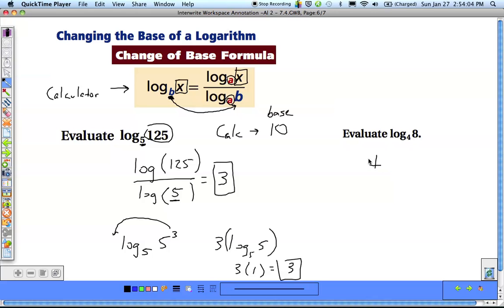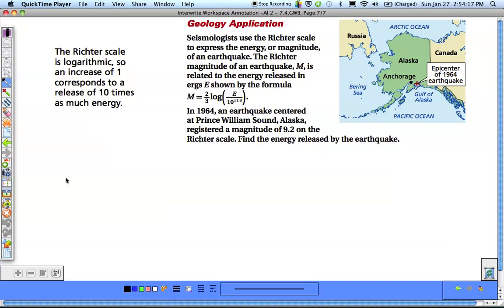This one, I want you guys to do as homework. Again, you don't need a graphing calculator for it. You just need any calculator. Write it out, use the change of base first, show that you're using the change of base, and then say what that's equal to. The last problem that we're going to take a look at is a word problem.